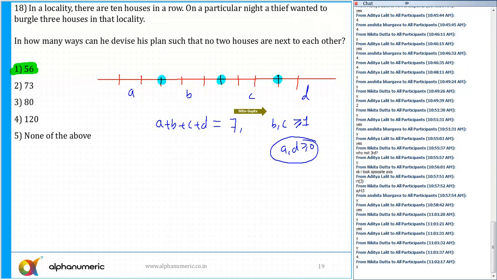So I just need to solve this equation under this condition. It is as good as distributing 7 chocolates among 4 persons under this condition. Give 1 chocolate to B, 1 chocolate to C, so out of 7, 2 have been distributed. We are left with 5 and 4 variables. 4 variables means 3 partitions, so 5 plus 3 is 8. So factorial 8 by factorial 5 into factorial 3, which is equal to 56, which is also equal to 8C3.